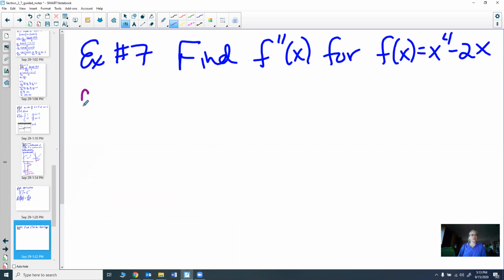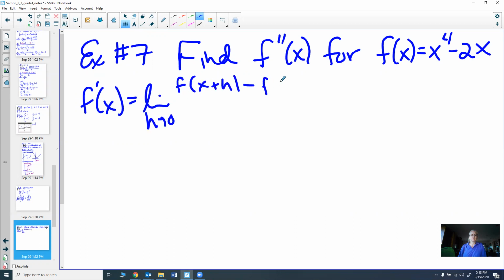That means, to find the second derivative, I need to first find the first derivative. So I first need to know what is f prime. So f prime, and I think I might have done this already, but we're going to do it again, would be the limit as h goes to 0 of f of x plus h minus f of x all over h.